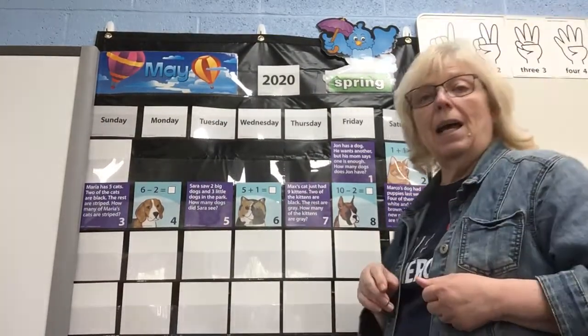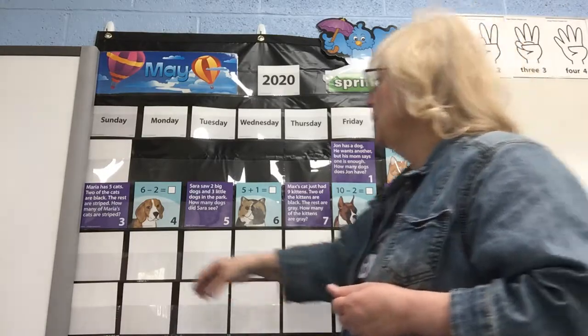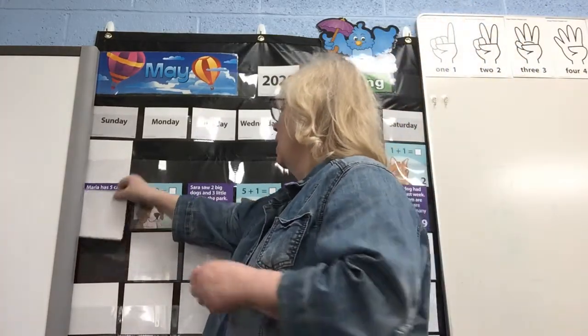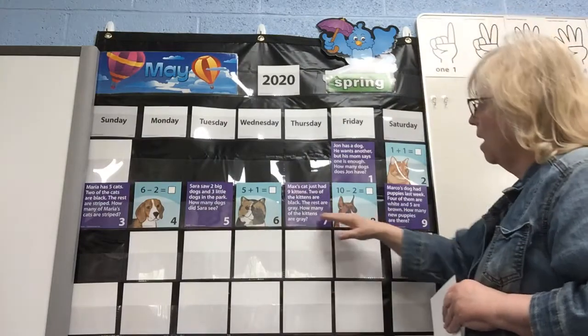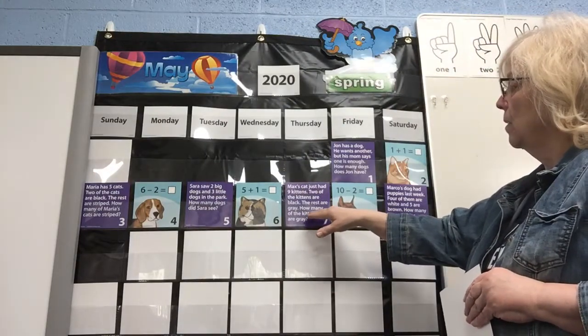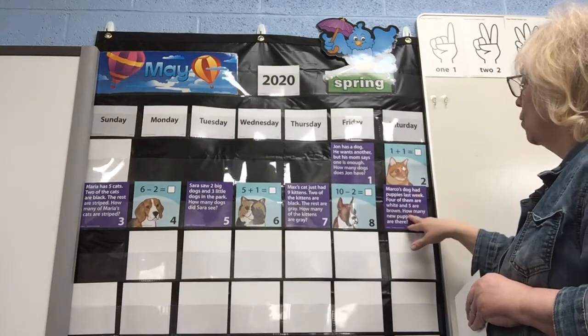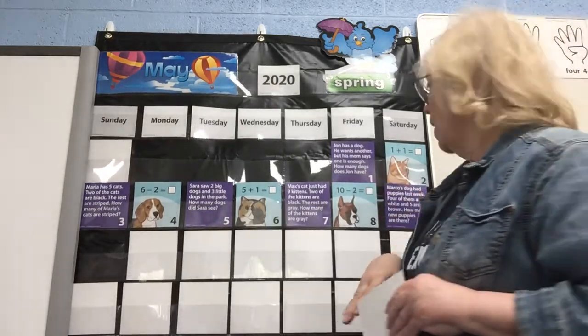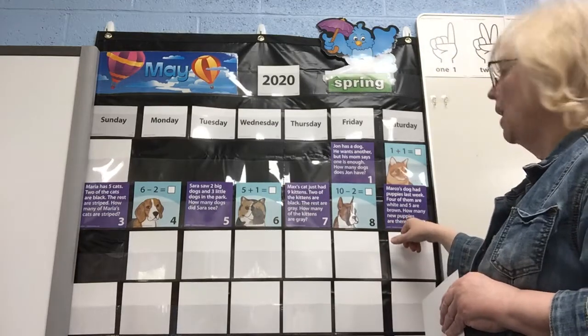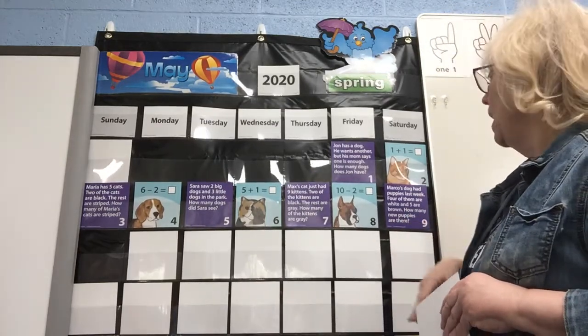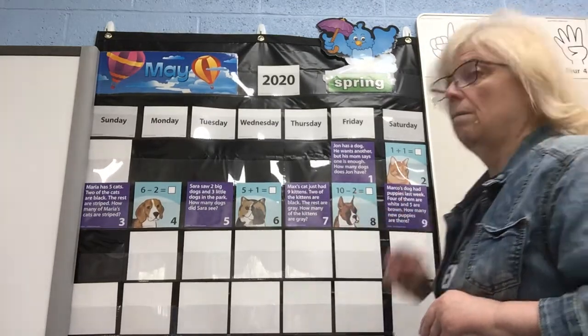What comes after 9? The number 10. And on this number 10, we've got our story problem, math fact, story problem. So now we need, after 9 comes 10, and we need another math problem.